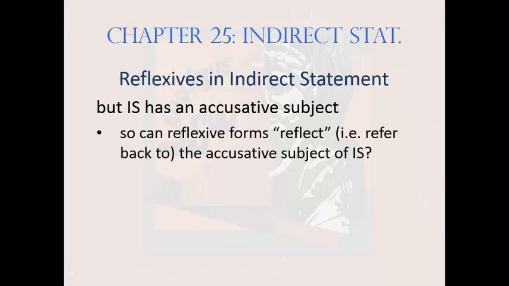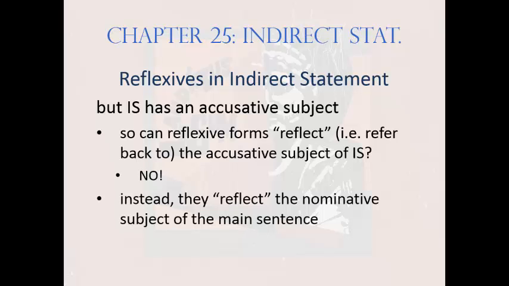Sentences with indirect statement very often have two subjects, one nominative with the main verb and one accusative with the infinitive. Which one do you think makes more sense for the reflexive form to reflect? In other words, can a reflexive reflect an accusative subject? No. They have to reflect nominatives. In theory, of course. Roman authors break this rule all the time, but it's still the rule. Let's learn the rule before we learn how to bend it.